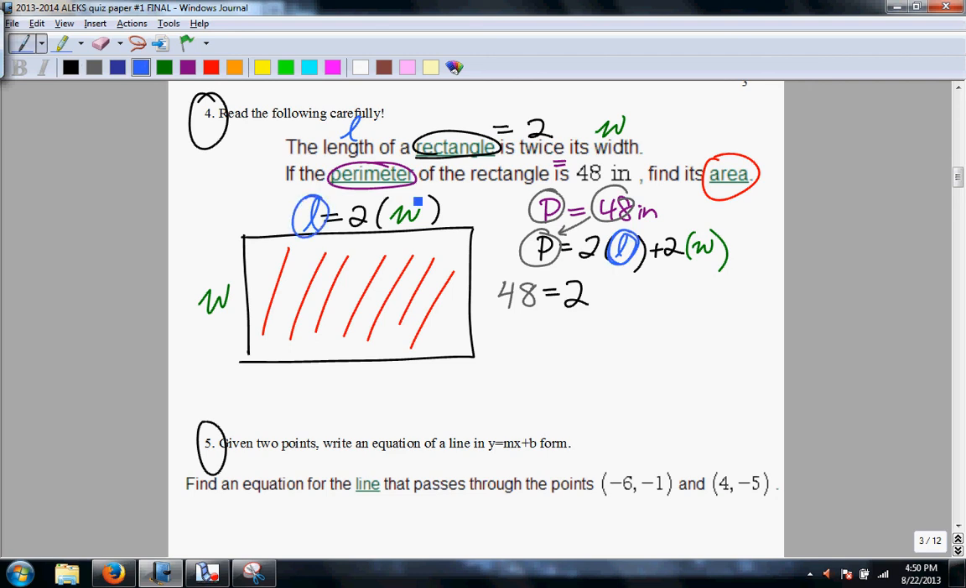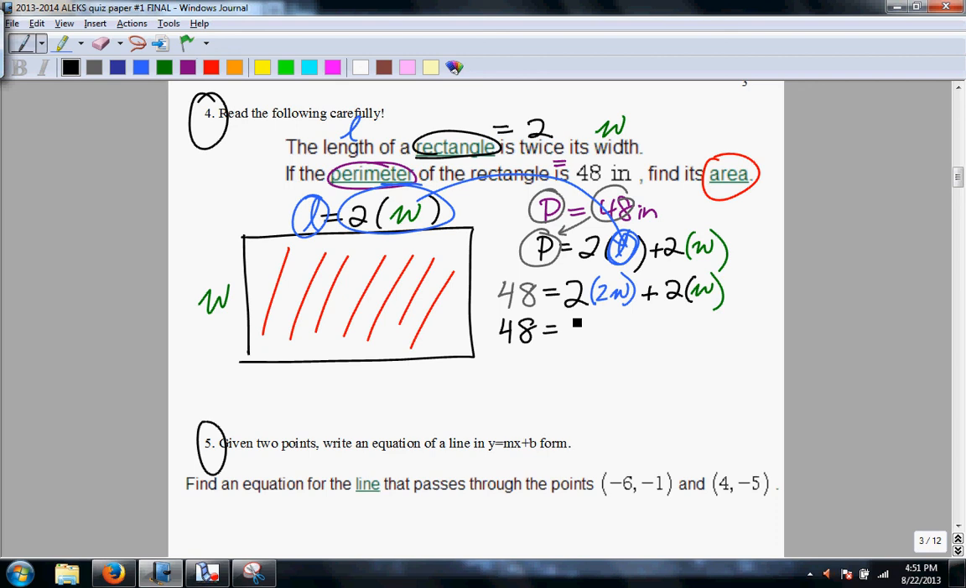Now come over here. We have an L, but we're going to change it to this other variable so that we can get down to one variable. So we're going to replace L with 2W plus 2 times the width, which is W. Now we're down to one variable. Now we can start getting some dimensions here. So now we solve for the width.